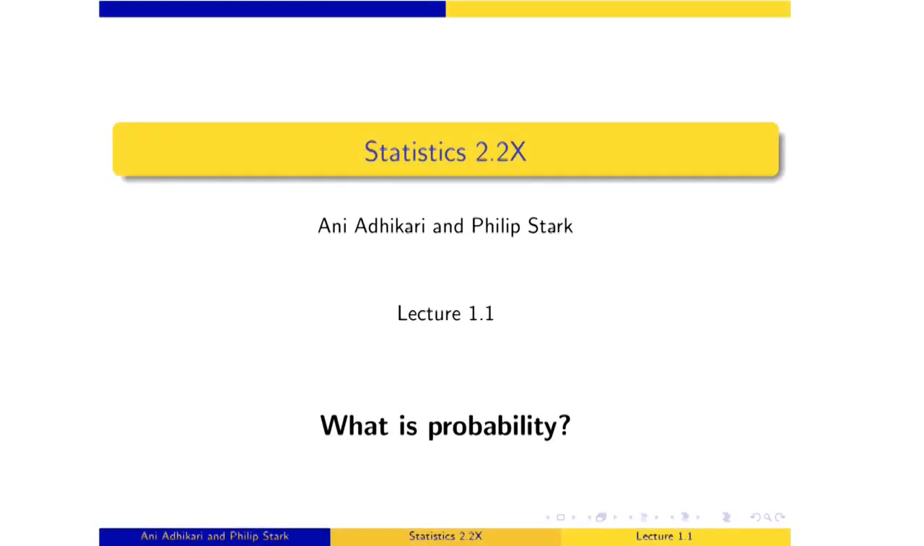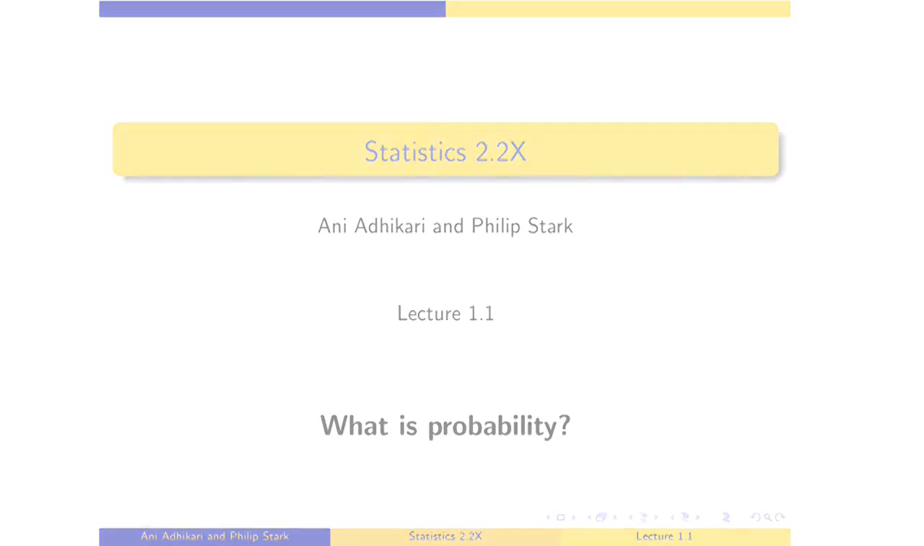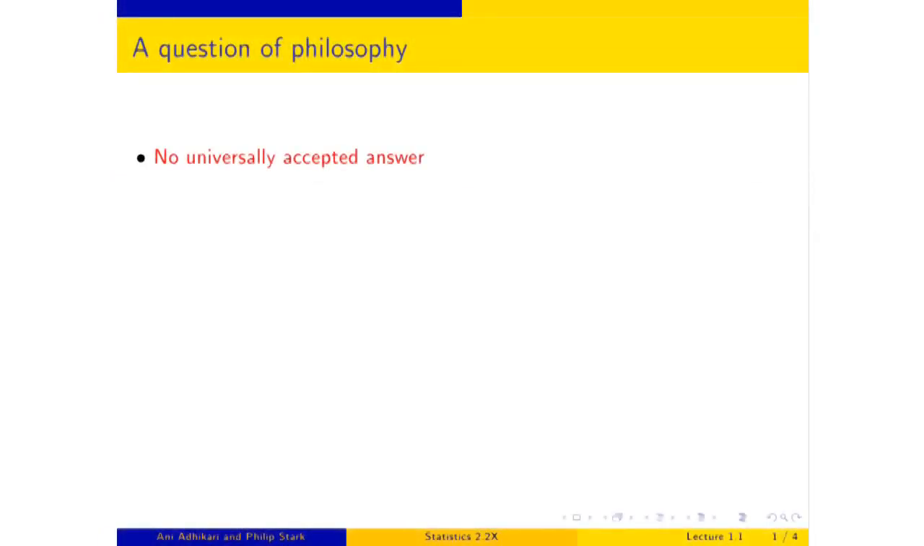What probabilities are is actually quite a difficult question to answer. It's a philosophical question. And really the only thing I can tell you with any confidence is that people don't agree on the answer. There are several theories, the simplest of which is that of equally likely outcomes.